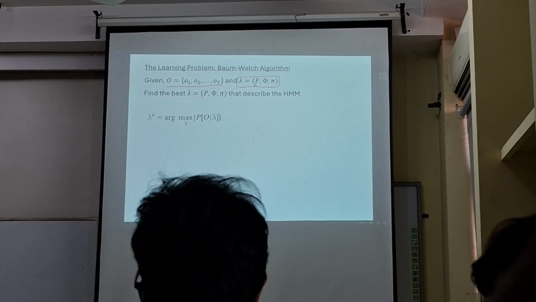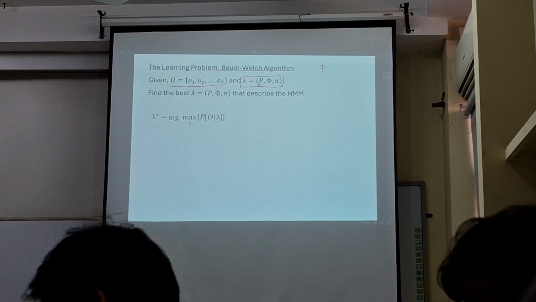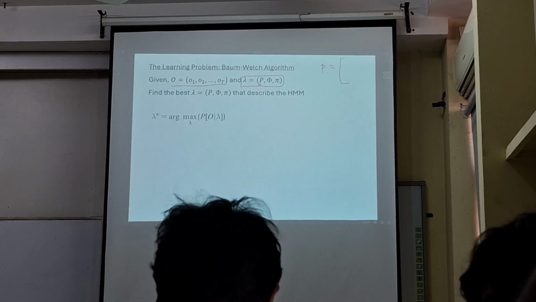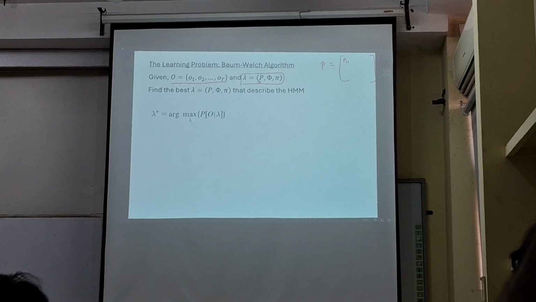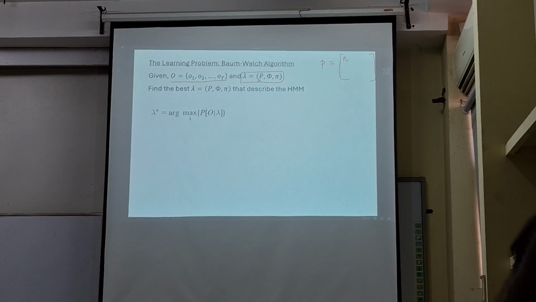What we mean by the term P is a matrix. It represents the probability of transition from one state to another. Probability of transition of what? The hidden chain.